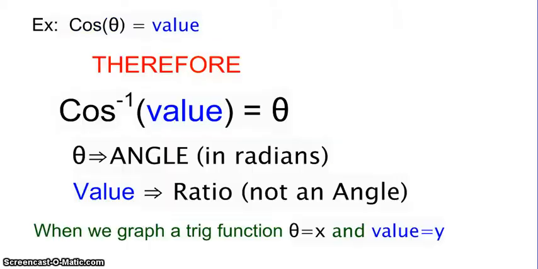Let's talk a little bit here about some notation. So remember, when you have cosine theta equals a value, theta is the angle, and it can be in degrees, but we typically work in radians. And then the value is the ratio of the sides of a triangle. It is not an angle, it is a ratio. So again, in our cosine function, we take cosine of the angle, and that equals a value. However, in the inverse cosine, we would take that of the value, and our result would be an angle.